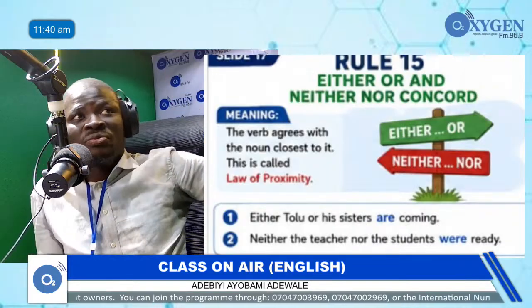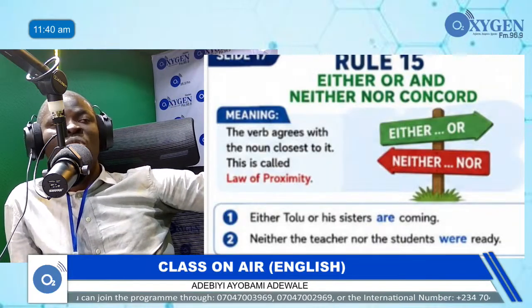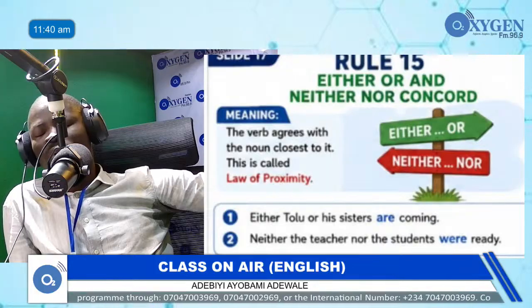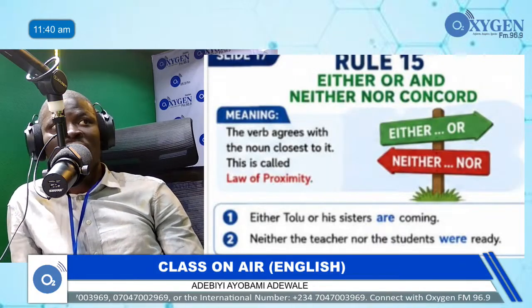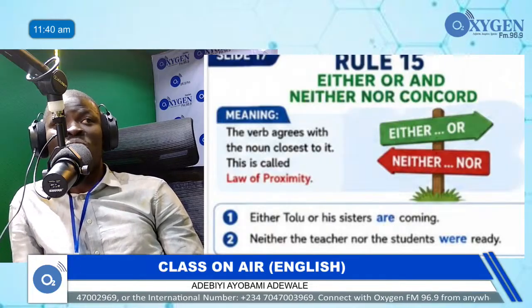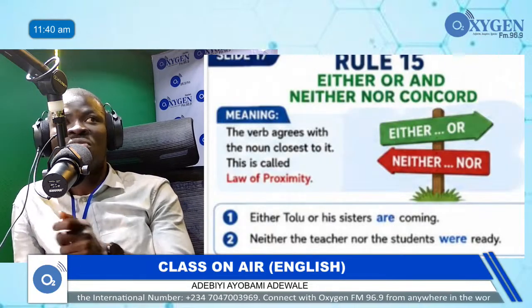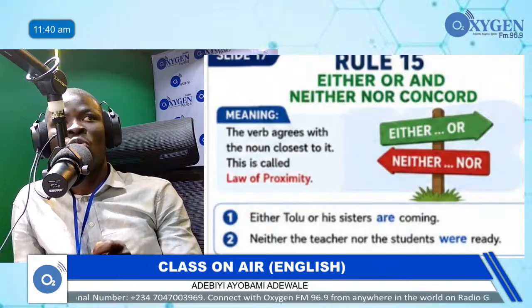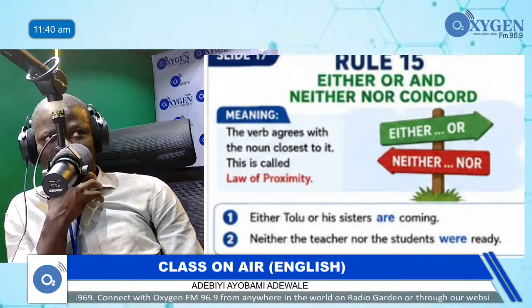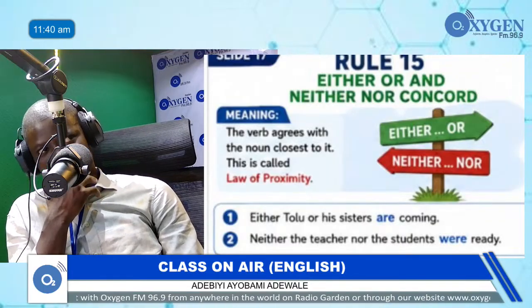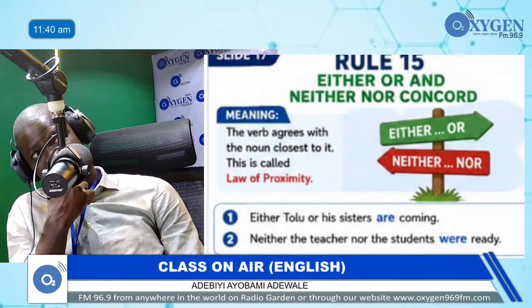This kind of correlation is used in what we call correlative conjunctions, when two subjects or two nouns are being correlated to mean this or this. One of them is being referred to, not the entire two or all of them. And it means that the verb agrees with the noun closest to it. That's where I want to start from, and that's what we call the law of proximity.